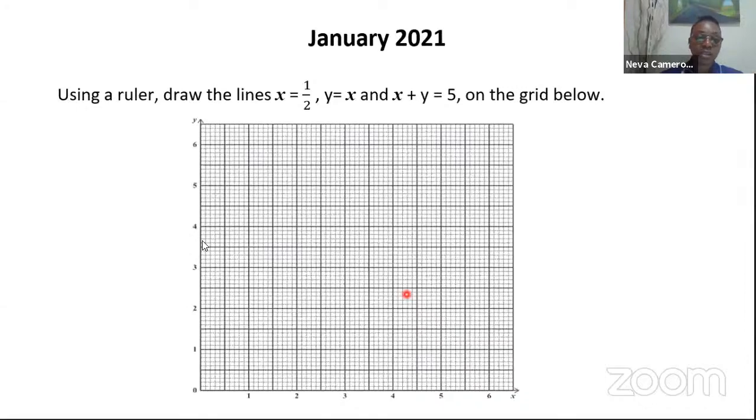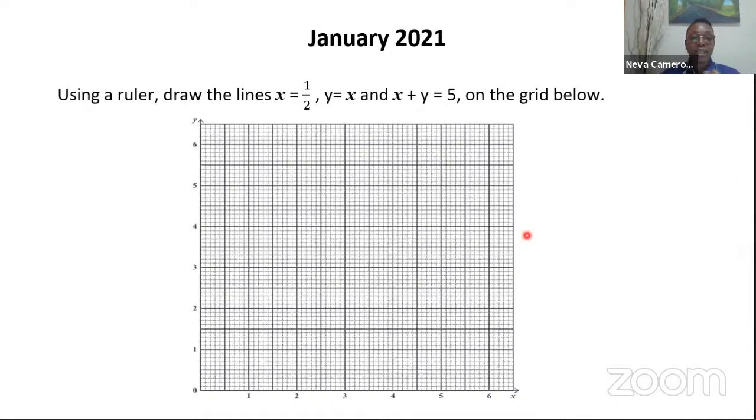So here for the question for January 2021, you were asked to use a ruler to draw the lines x equal a half, y equal x, and the line x plus y equal 5 on the grid below. So just before we go into the post test, it's just about 5 or so questions because we want to check to make sure all of what we would have done, you kind of understand it. And we really want you to do the question, but let's get to this.